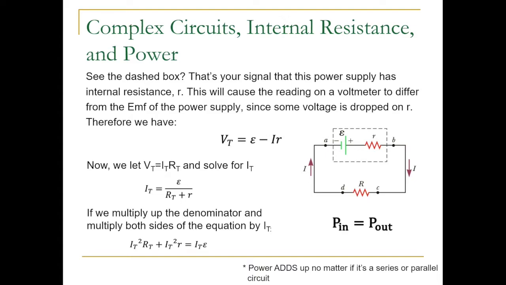The last thing I want to bring up is what happens when we actually consider the internal resistance of a battery. So if you look at the diagram on the right, you can imagine the dashed line to be the outside casing of the battery.